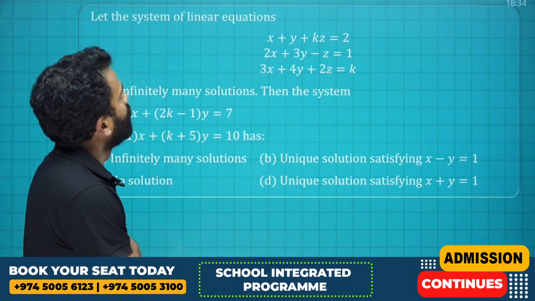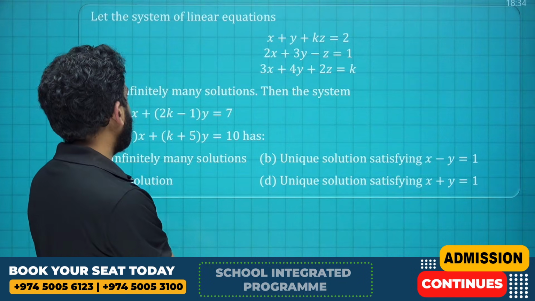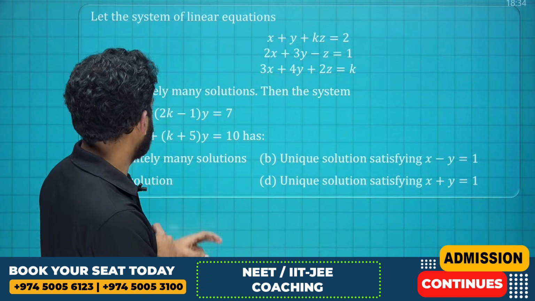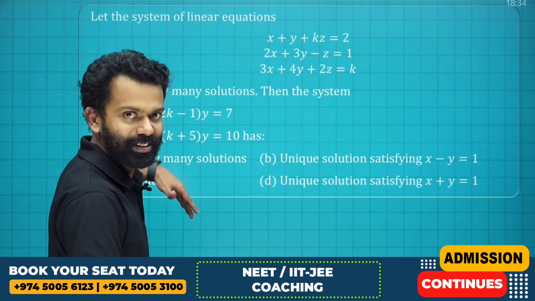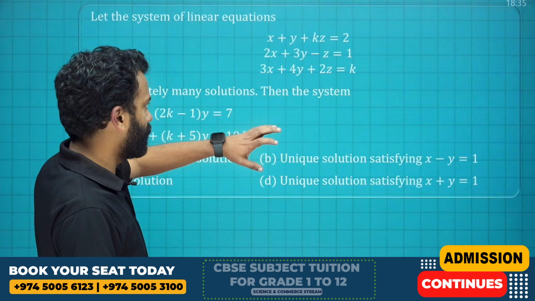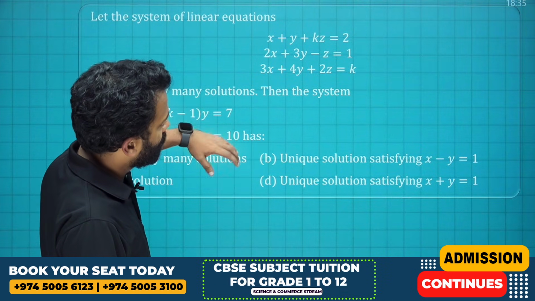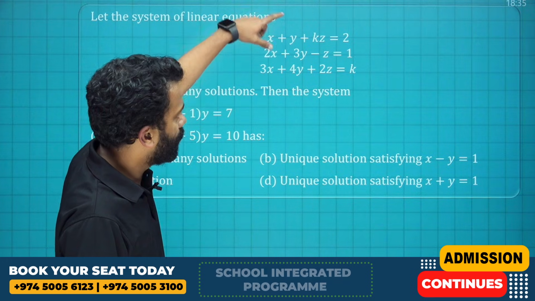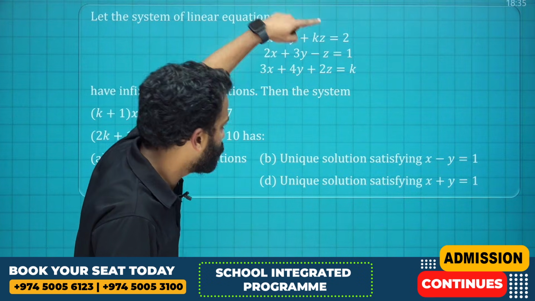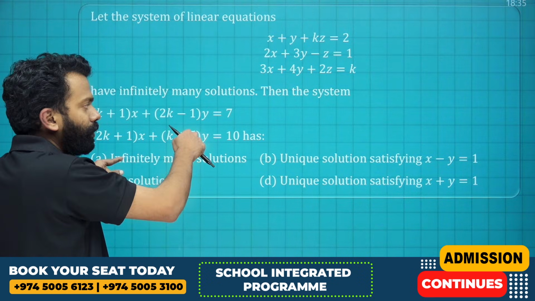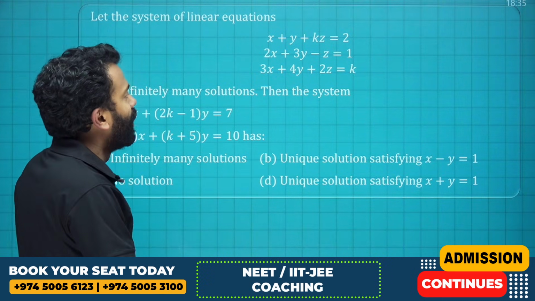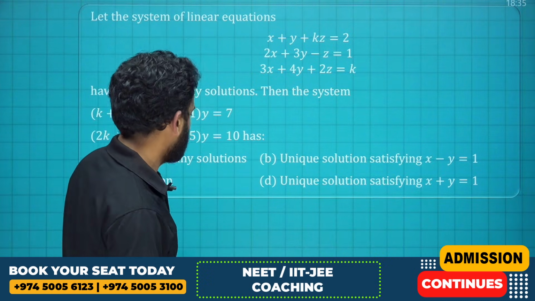Interesting. The system of equations has infinitely many solutions. Then the system, this one and this one has two equations, and another two equations are given. A very well crafted problem. A system of three equations is given, and based on the data, you need to find the value of k, substitute the value of k in another set of two equations, and identify the nature of that system. Let's try to solve this.